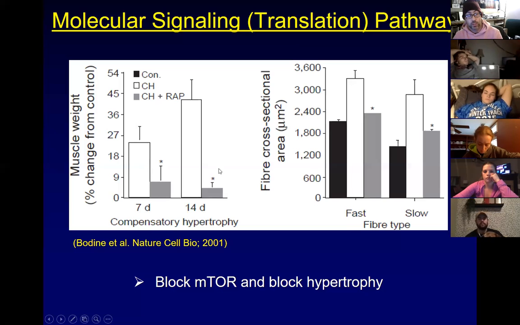At 14 days, again, it's still going to be much, much less. Here we're looking at the muscle weight. This is the individual fiber cross-sectional area, and we see relatively the same kind of thing in both fast and slow fibers. This was published in Nature, and it came from a woman named Sue Bodine, who's kind of a big deal in the muscle physiology world.